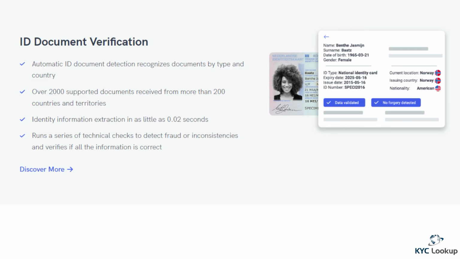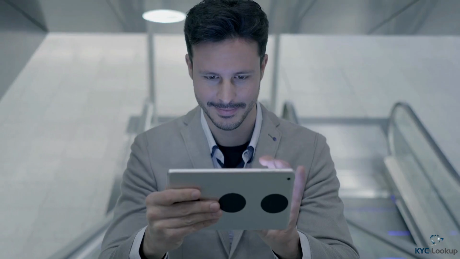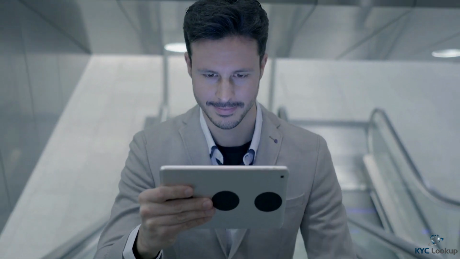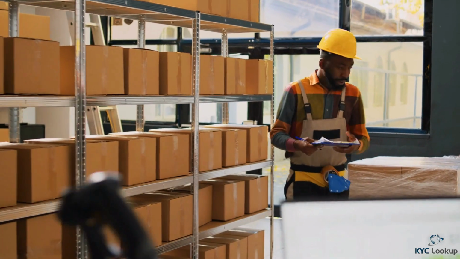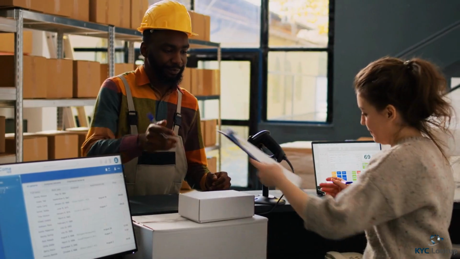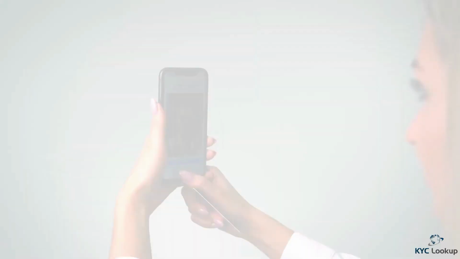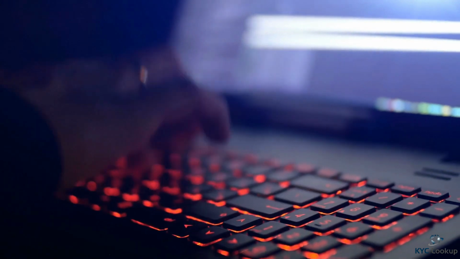iDenfy offers a range of identity verification methods, including document verification, facial recognition, and biometric authentication, which can be integrated into various online platforms and applications. These solutions are valuable for every business, whether you're a small startup or a high-end enterprise. Not only can iDenfy make your KYC process fully automated, but they will also save you countless hours verifying a customer's documentation and identity.